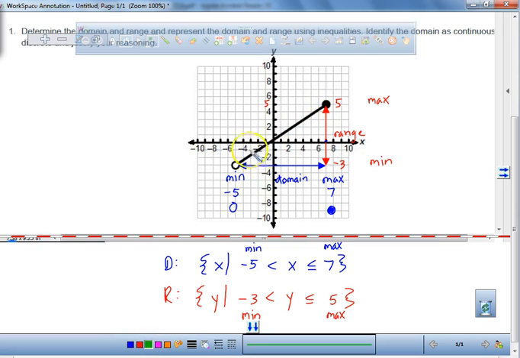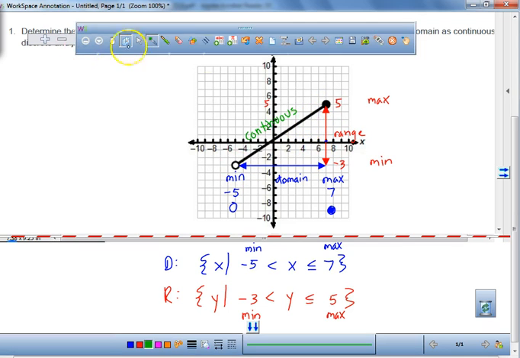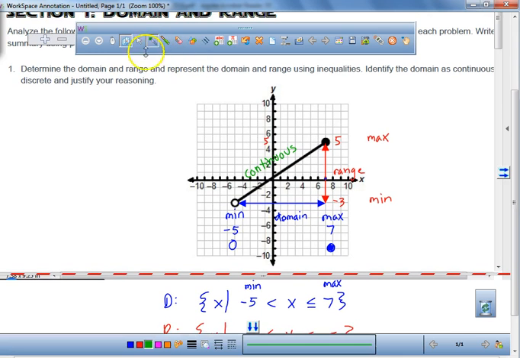Could you guys please write the word? This is continuous. Okay? Continuous because technically all of these points between this dot and this dot are being plotted. Now what is discrete? Discrete, just think of ordered pairs or dots.